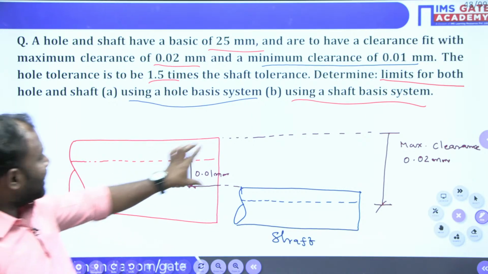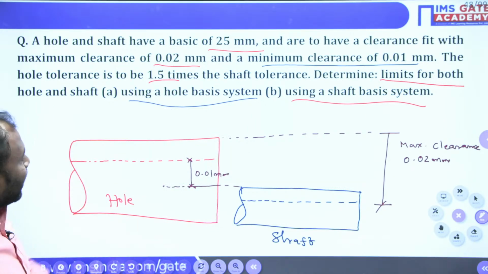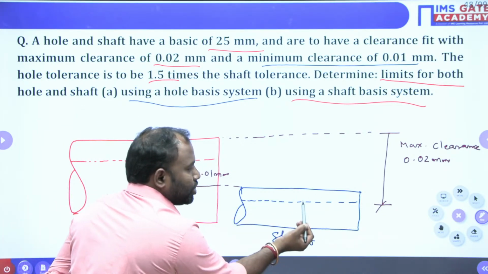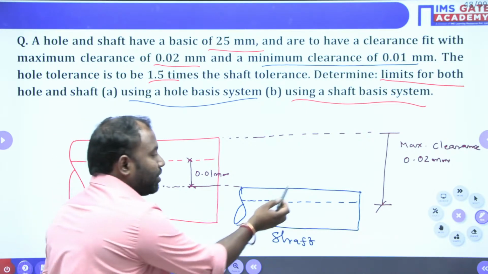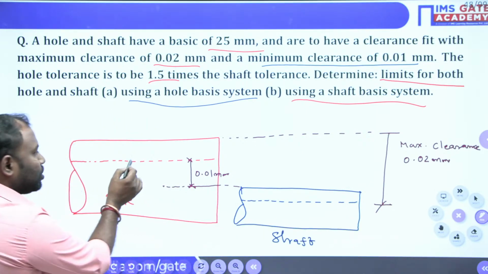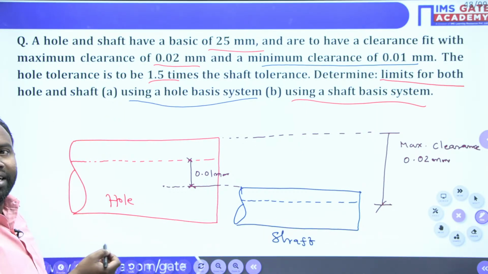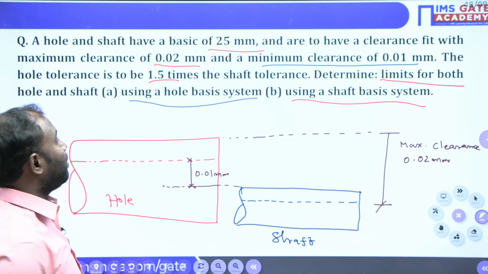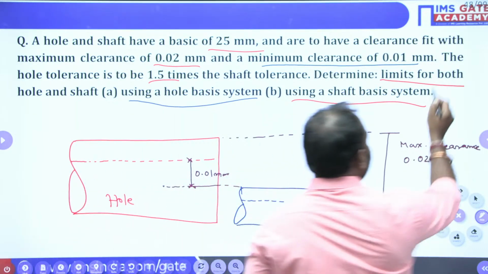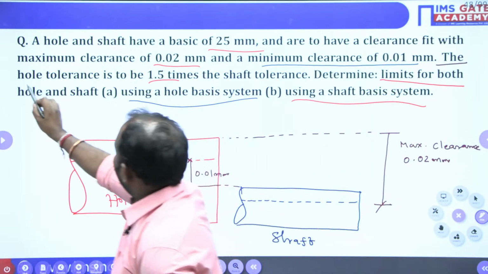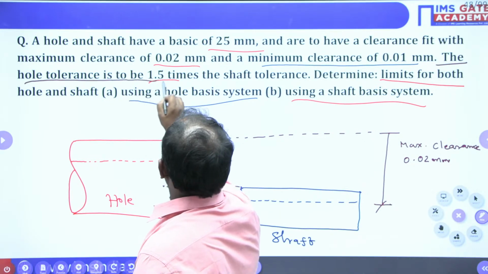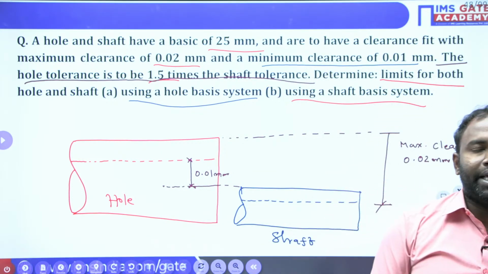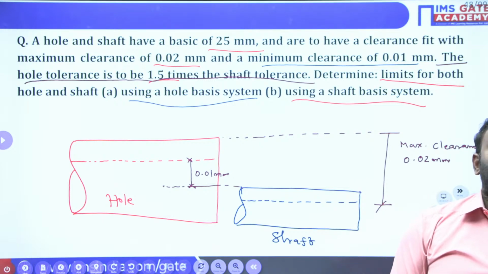Now, maximum clearance is given, minimum clearance is given. I don't know the tolerance on the shaft. This is a tolerance zone. So this dotted line and this thick line of the shaft is the tolerance on the shaft. And this dotted red line and this dotted line is the tolerance on the hole. But both we don't know. But one relation they gave. What is that relation? The hole tolerance is to be 1.5 times the shaft tolerance.